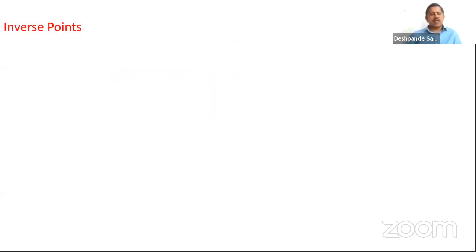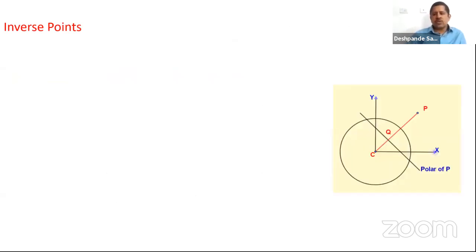So let us discuss another concept called inverse points. So what do you mean by inverse points? You see that you got a circle here, the center is C, and you got point Q and point P. And this line, you are calling it the polar of the point P here. Now, what you observe is these two lines are intersecting. Which lines? The line CQP and the polar of P are intersecting.